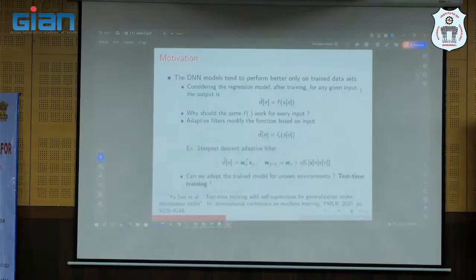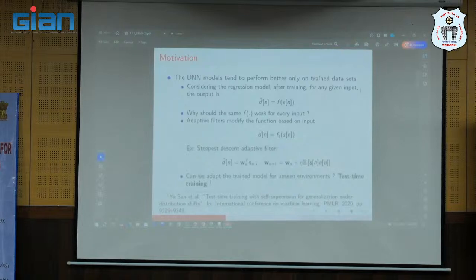So yeah. Coming to the motivation, we are trying to look at adaptive neural networks for single channel speech enhancement. By adaptive, I mean we want to change the neural network based on the input. For example, in the current neural networks, once we train the neural network, we keep the network fixed, and for any kind of input we use the same network to enhance the signal, right?